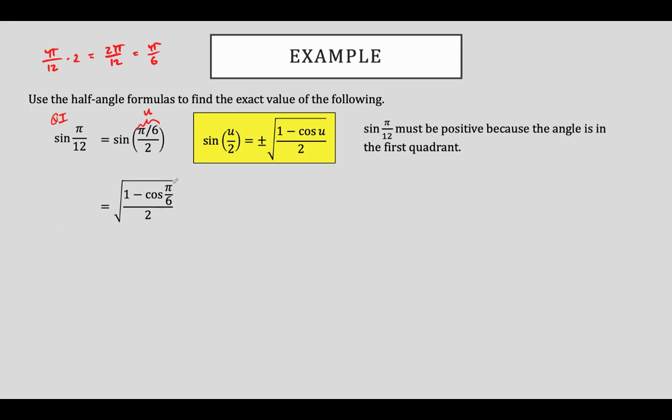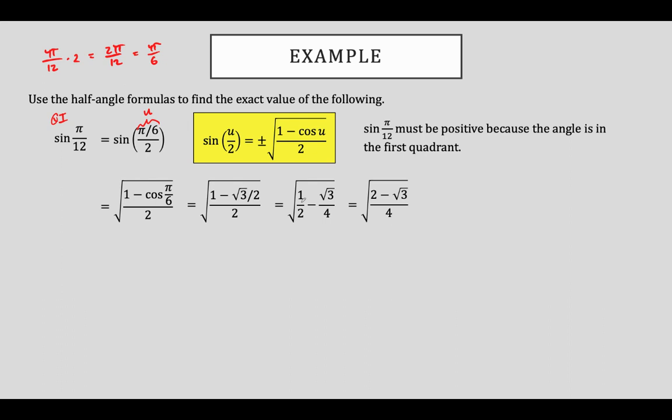And the good news is we know what the cosine of pi over 6 is. The cosine of pi over 6 is root 3 over 2. Now we can begin to simplify. By the distributive property of division, I can take each of these quantities and divide by 2. That gives me the square root of 1/2 minus root 3 over 4. If I get a common denominator to combine these two fractions, that gives me 2 over 4 minus root 3 over 4, or 2 minus root 3 all divided by 4.